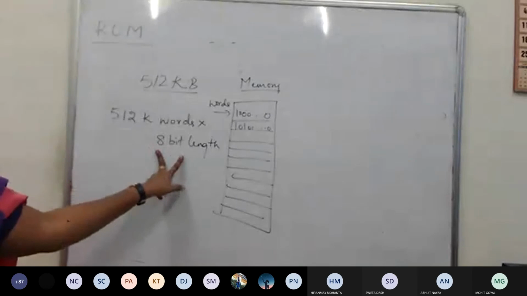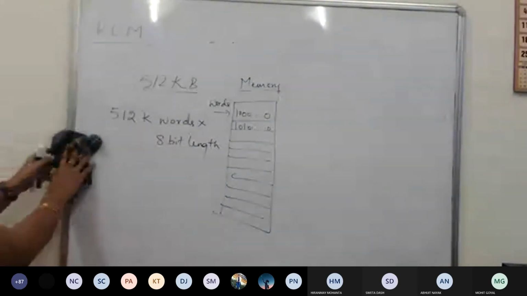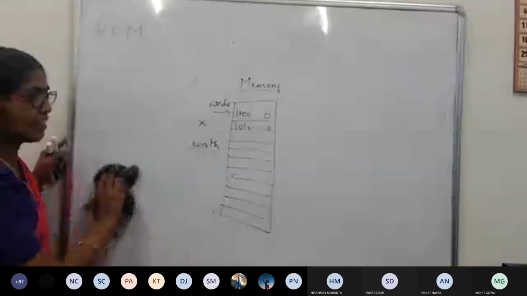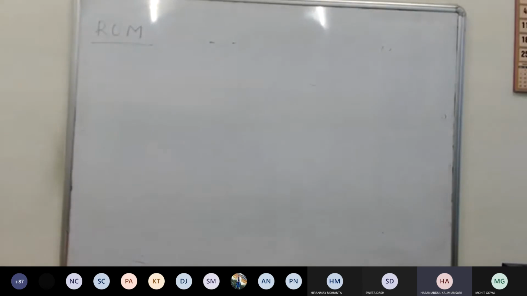But the length is the same. 8-bit length means the same. Now hold on, I am just telling how these words are created. If we want to write 1 byte length, then how will it be? 1 byte length means it has 8 bits. No, ma'am, I mean 1 bit, not byte.